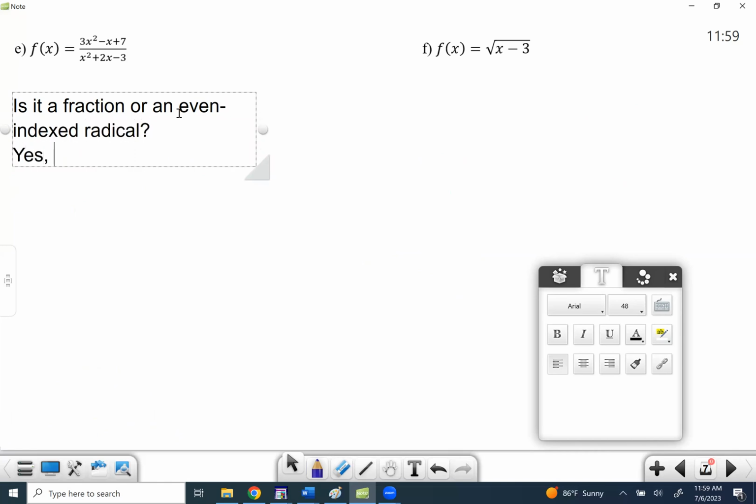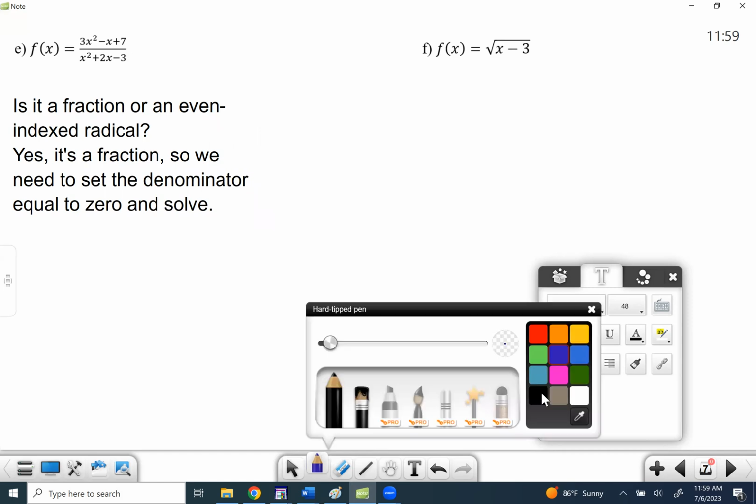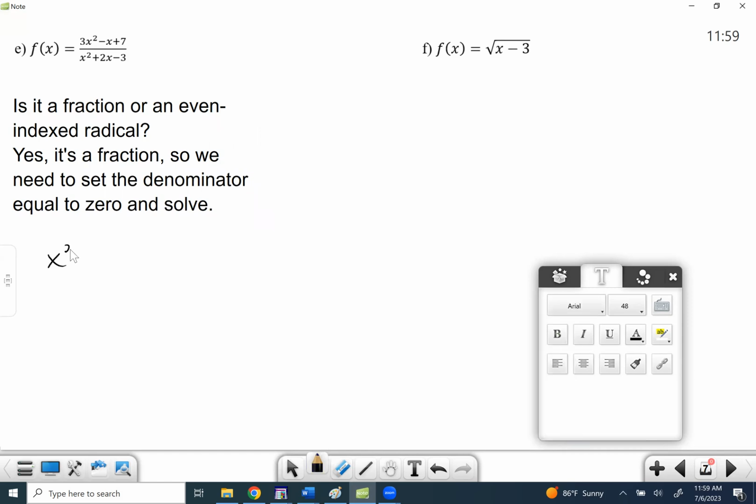Yes, it's a fraction. So we need to set the denominator equal to 0 and solve. All right, so we're going to go ahead and set that denominator equal to 0. And again, we can see why we opened up this section by factoring.